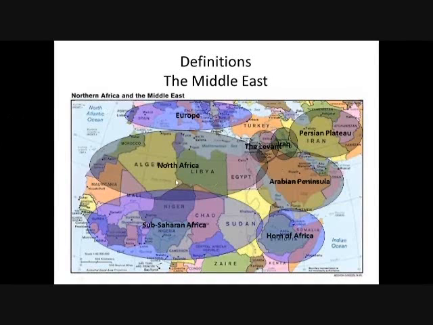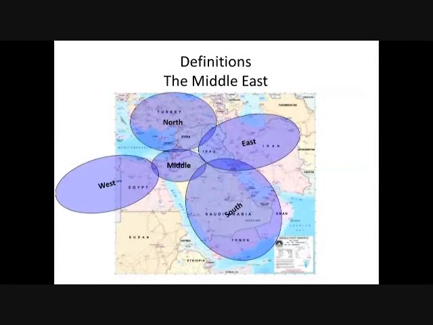So we have a geography: the Middle East or Near East. We have the North African region. We have Sub-Saharan Africa. We have Europe. We have the Levant, and we have Iraq. We have the Persian Plateau. We have the Arabian Peninsula and the Horn of Africa. This is a vision that is not related to colonialism. So whenever the term Middle East is used, it immediately implies some Western colonialism.